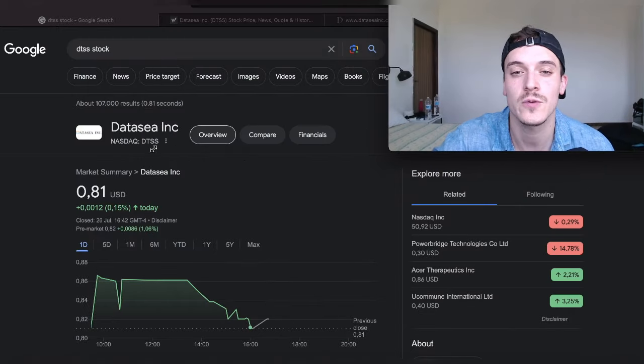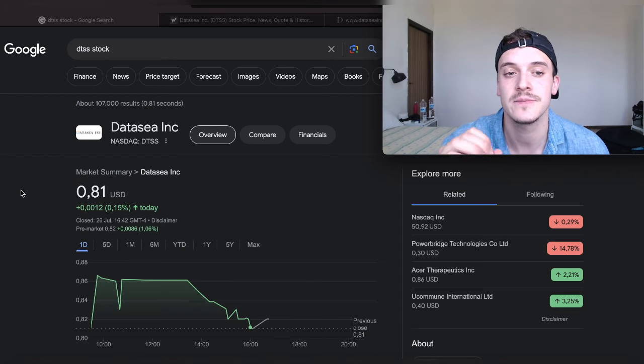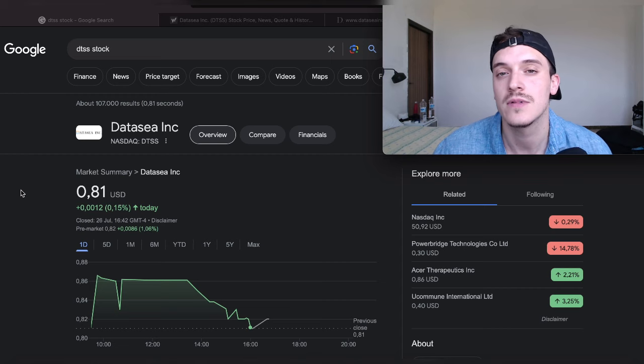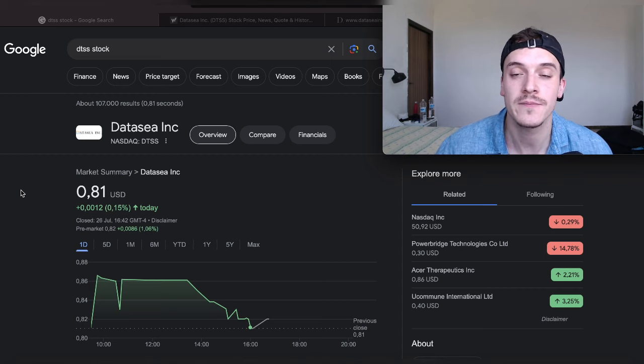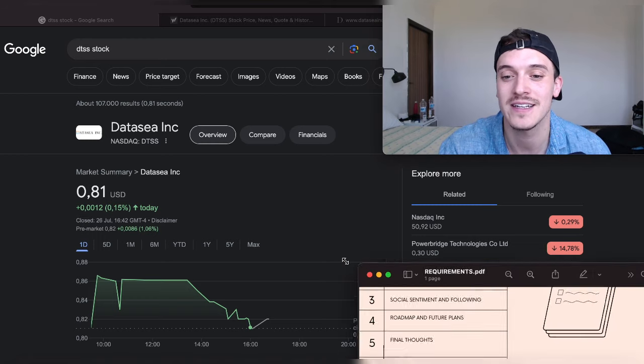So the company we will talk about today is DataC Inc., ticker symbol DTSS, currently at 0.81, so after hours also in the green. So let's take a look first here at our list. If you guys remember, we got here our requirements list.